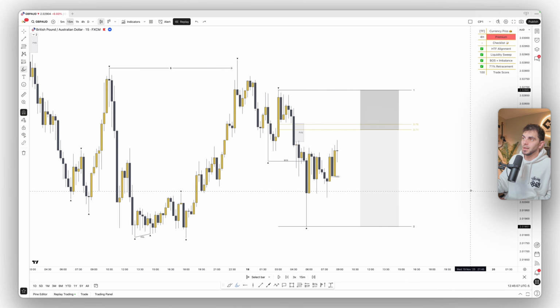So let's go to the next step on the checklist, which is break of structure plus imbalance. This is the actual criteria that basically signals a trading opportunity. Whenever we have a break of structure occurring in the market, that is signaling a potential trade.